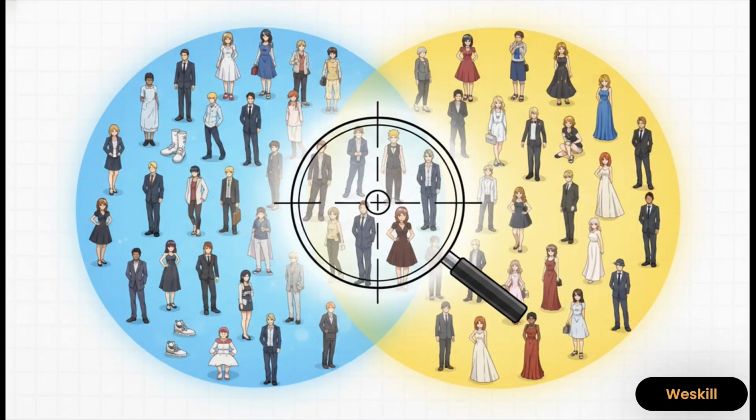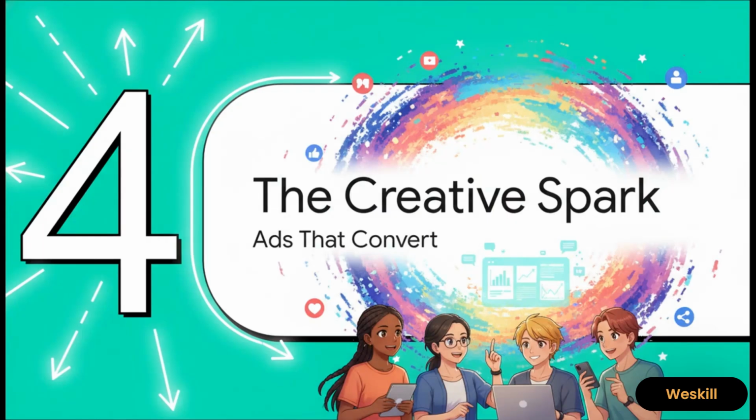But here's where the real magic happens. It's in the layering. You don't just target everyone who likes shoes. That's way too broad. You can get super specific. You can tell Facebook, hey, show my ads to people who are interested in shoes and who are also interested in formal wear. This is how you stop shouting into a crowd and start whispering right into the ear of your perfect customer.